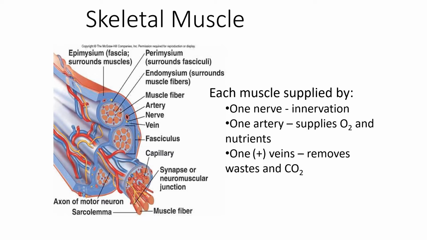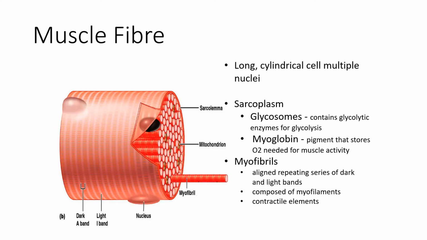Moving down a level, so this is part of a muscle fiber. Each fiber is a long cylindrical cell with multiple nuclei just below the sarcolemma. Fibers are 10 to 100 micrometers in diameter and can vary in length, with some being quite long.